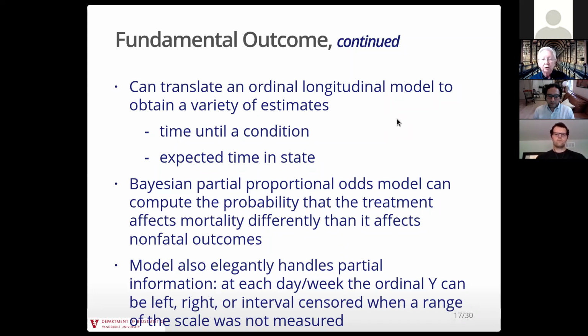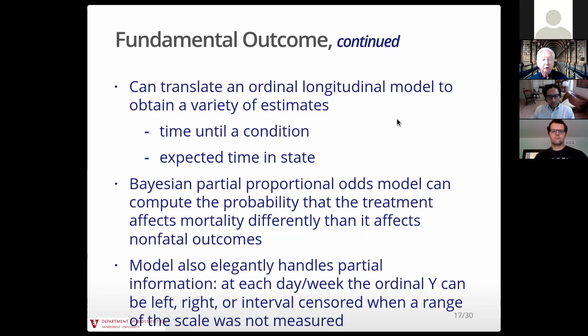And when you do that, you can start asking questions that you might have wanted to ask for a number of years, but didn't have the tools to do it, such as, what's the probability that the treatment affects mortality differently than it affects non-fatal outcomes? So you may have a treatment that seems to improve function, and it doesn't seem to change mortality as impressively as it changes heart function or physical function. And you can actually do a formal assessment with this Bayesian approach to get evidence for whether the treatment is consistent in how it affects all the different levels of the outcome, going from non-fatal to fatal.